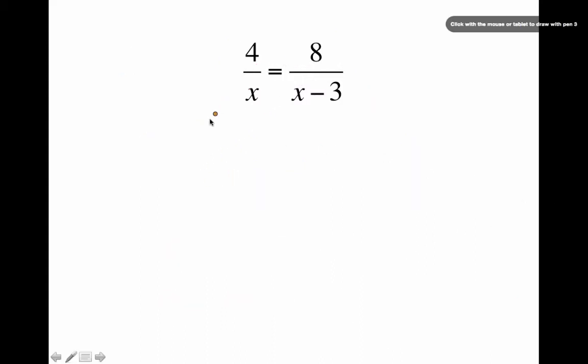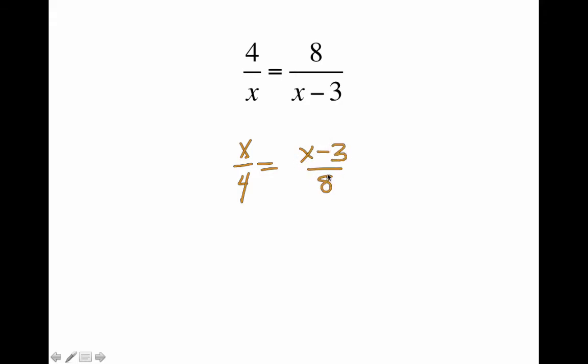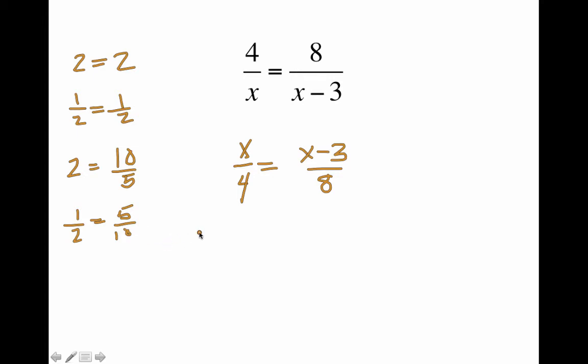And that way would be to start out by saying if 4 divided by x equals 8 divided by x minus 3, then I can flip both sides, take the reciprocal of both sides, and they should still be equal. Try it with things that you know are true. If 2 equals 2, is it true that 1/2 equals 1/2? Or maybe even more obscure, if 2 equals 10 over 5, is it true that 1 over 2 equals 5 over 10? Should always be true.